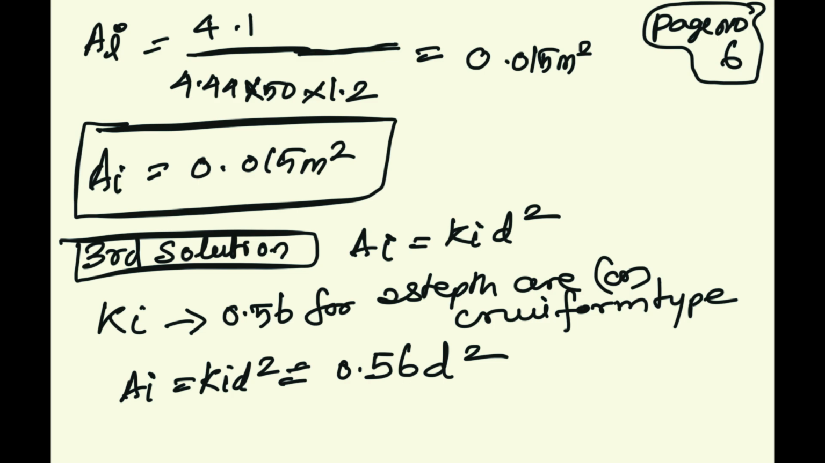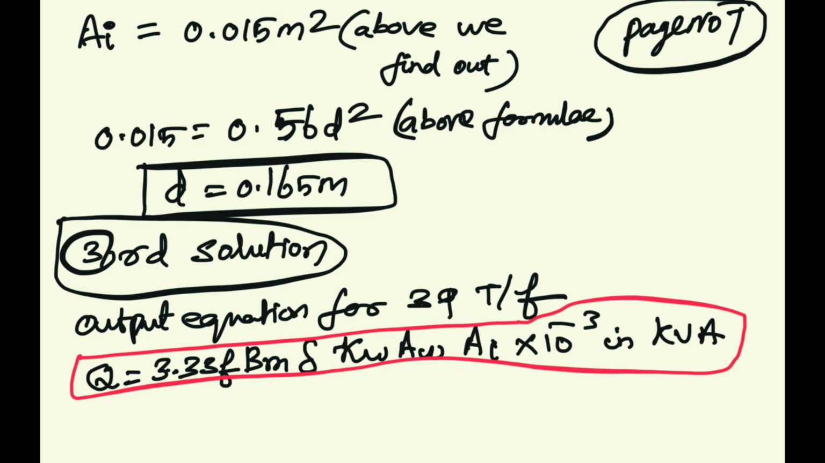We found that. Third solution: Ai, the area of the core, is equal to Ka into d squared. Ka is 0.56 for two-step core or cruciform type, as given in classes. Ai is equal to Ka d squared, that is 0.56 into d squared. Ai is equal to 0.015 meters squared. Above we found 0.015 is equal to 0.56 d squared. From this formula we obtain the d value. Small d is equal to 0.165 meter.